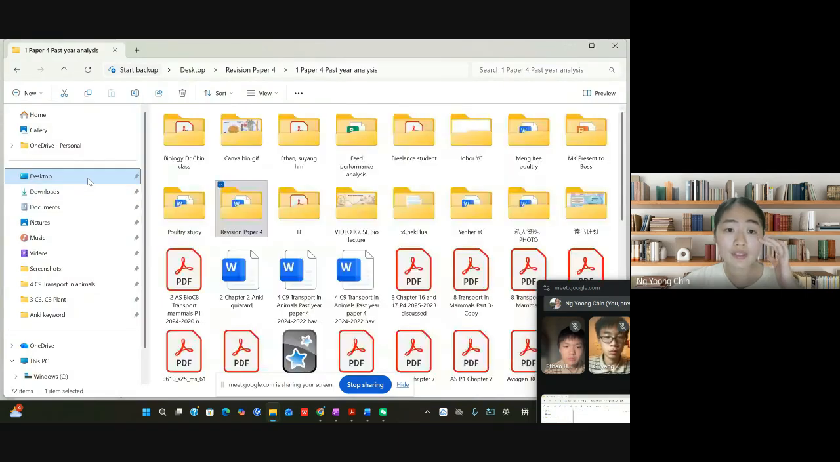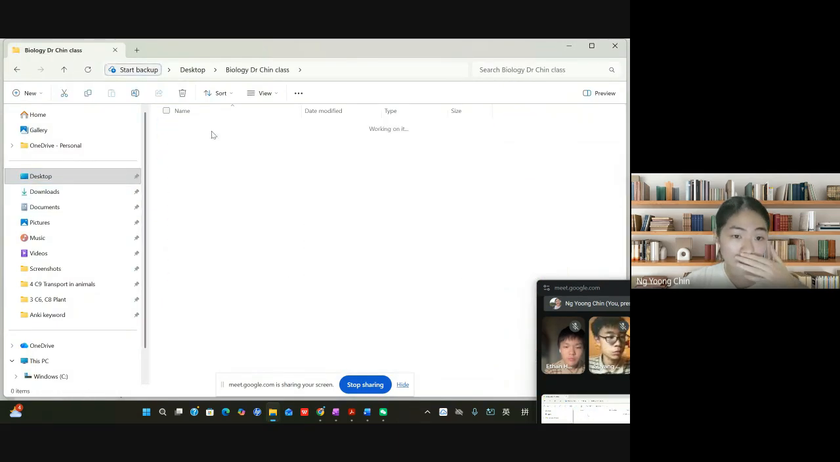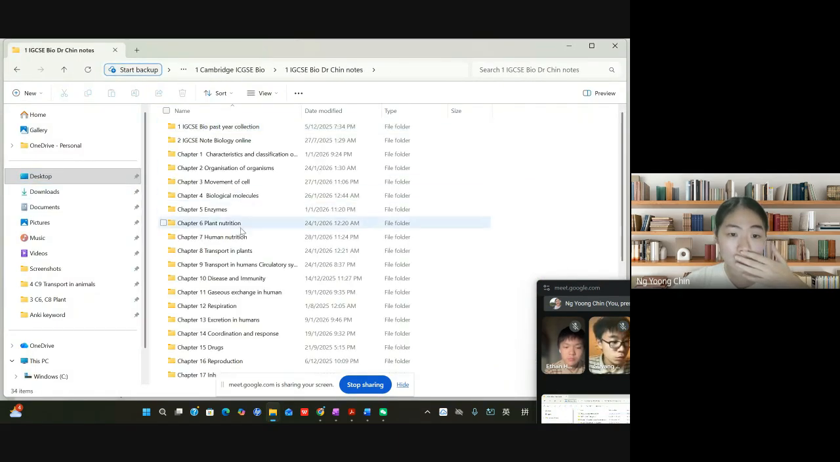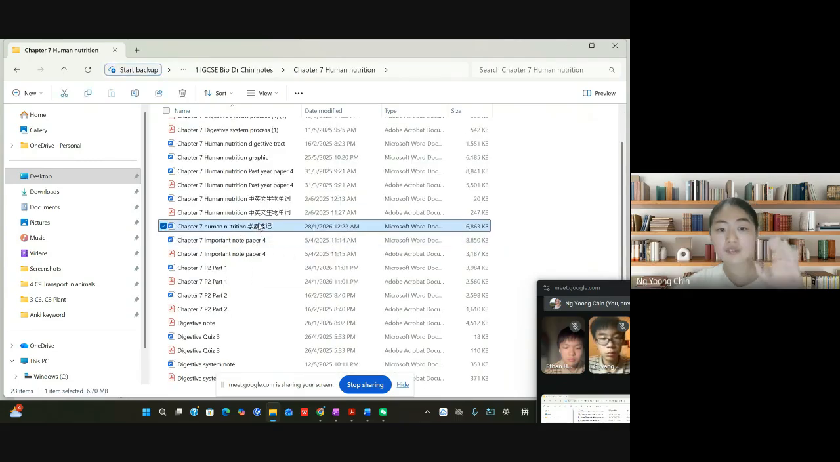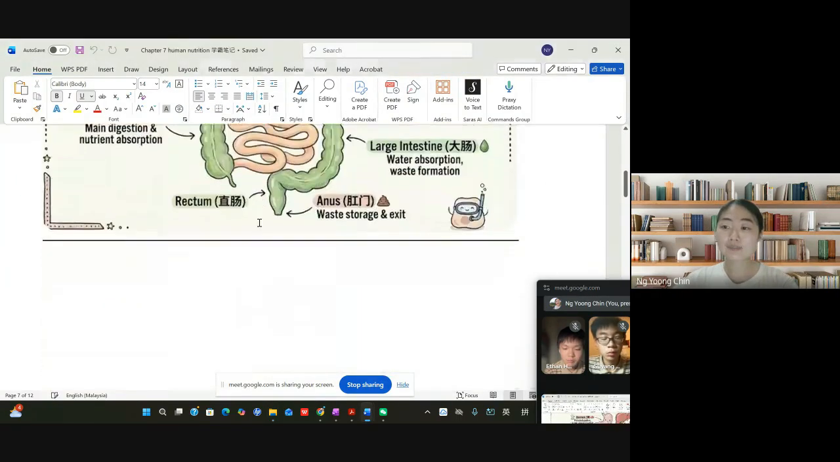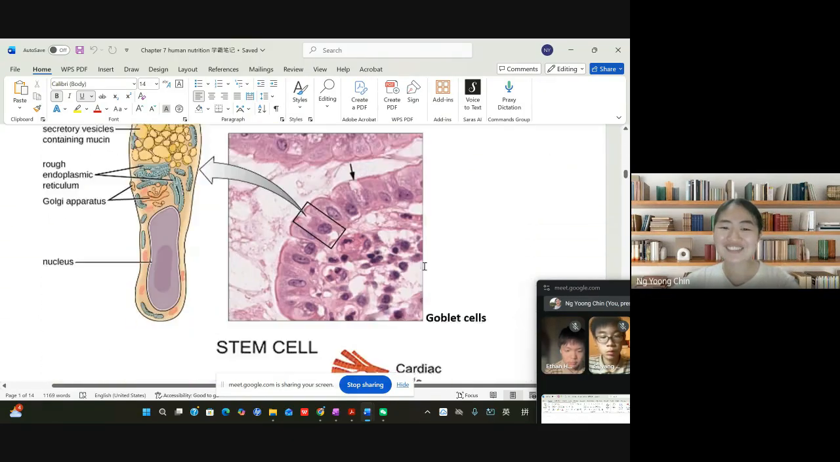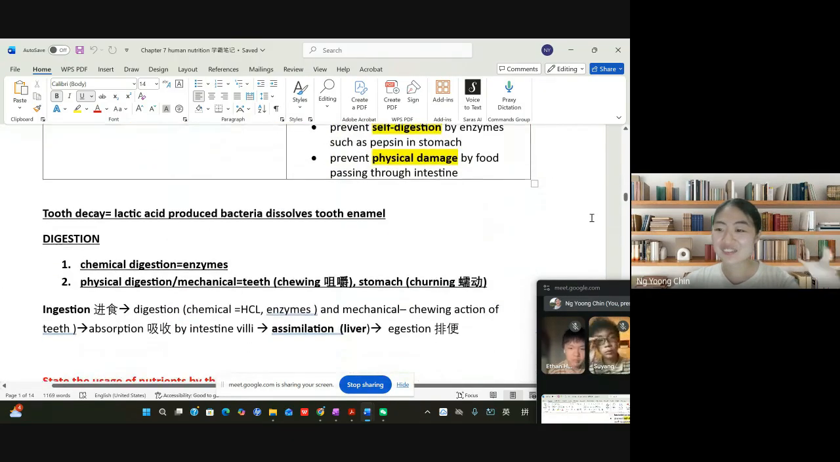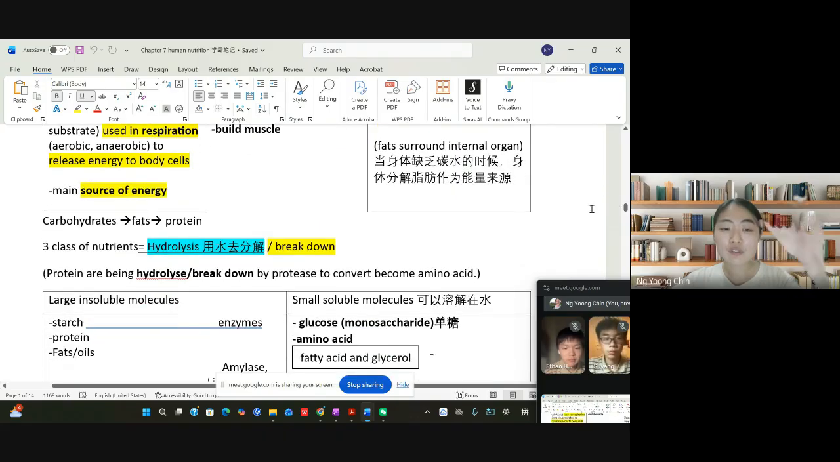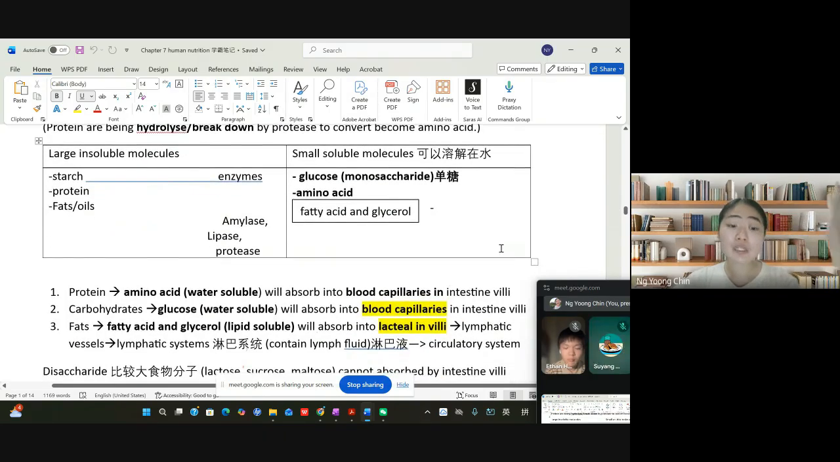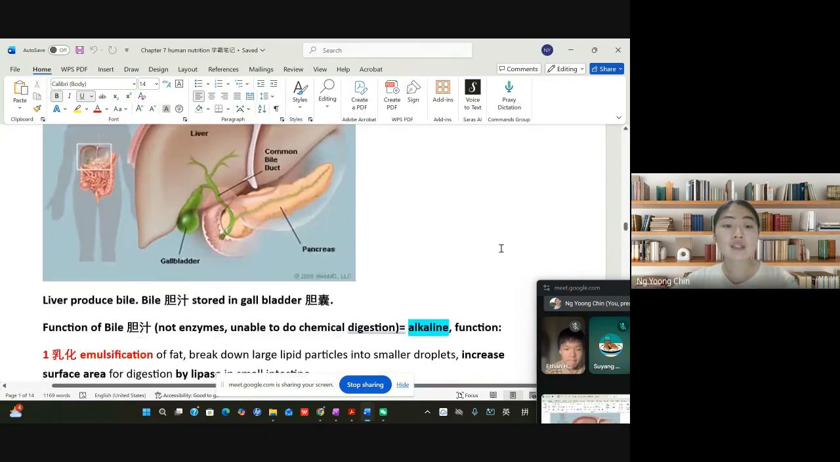A lot of students just confuse this. Later I will resend the notes for human nutrition for you to revise, because I just updated my notes. I'm so sorry. Later I will send them again and you can read back. If you don't have time to read back, it's okay. Next week I will go through it with you again. You should know about this one.